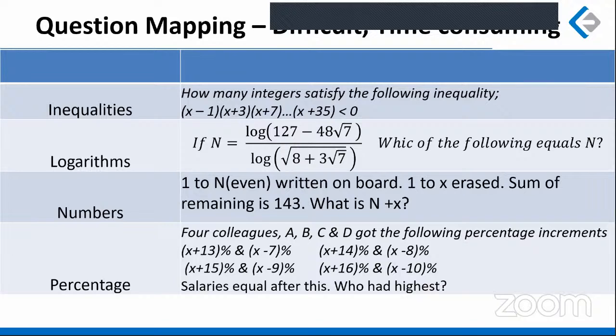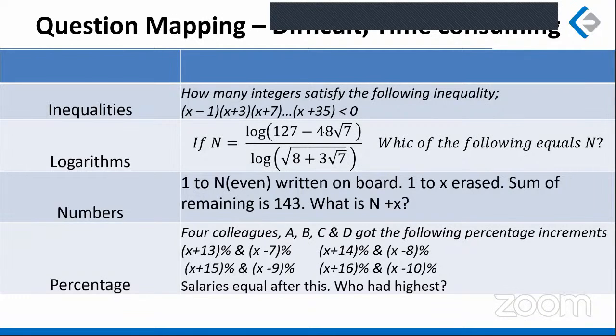Numbers 1 to n, where it is given that n is even, 1 to n numbers are written. The elder brother comes and writes the numbers 1, 2, 3, 4 till n. And behind him, the younger brother comes and starts erasing those numbers from 1. The last number erased was x. And the sum of the remaining is given as 143. What is n plus x? That was the question. So finding out the largest number written and the largest number erased, and adding these.